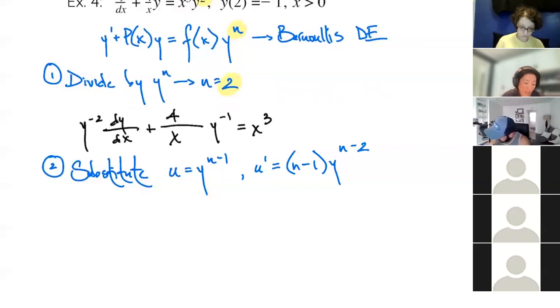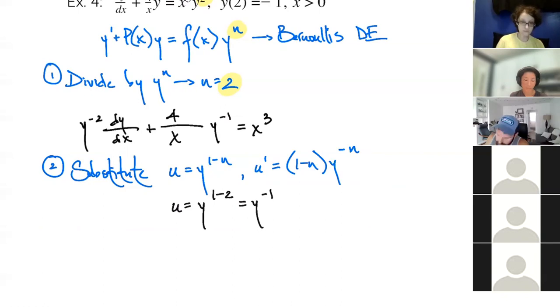But when we apply them to this specific case, we will end up with u equals y to the, let's see, 1 minus n. 1 minus n, that changes this. And this will be negative n, okay? So 1 minus n will give us 1 minus 2 in this case, or we could call that y to the negative 1. And from there, we can find our u prime, which is going to be negative 1 y to the negative 2.